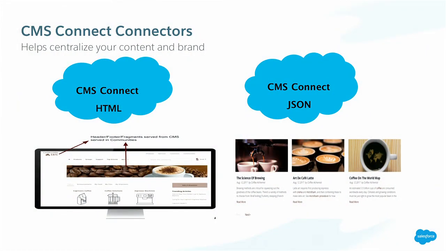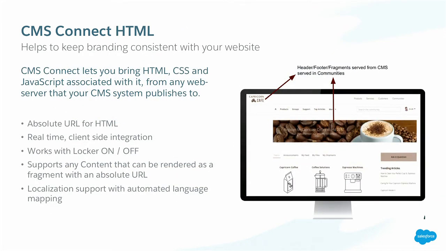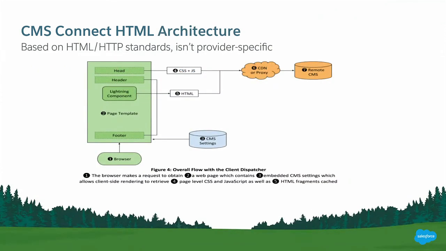We have built two types of connectors, CMS Connect HTML and CMS Connect JSON. CMS Connect HTML helps to bring fully rendered HTML web content into communities, and it's rendered via URL, so any content having CORS enabled is brought real-time client-side into communities. Architecture is built on HTML and HTTP standards, and it's very generic architecture, and it's not a provider-specific connector.